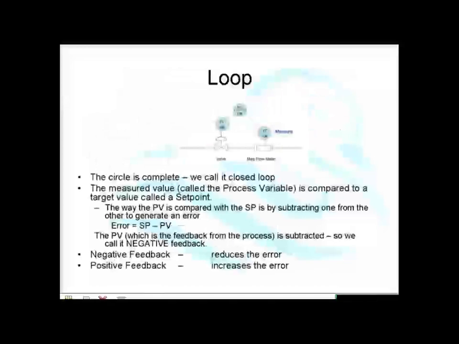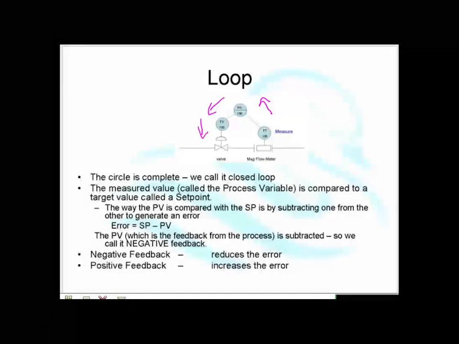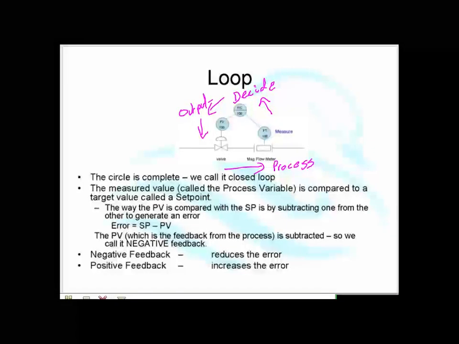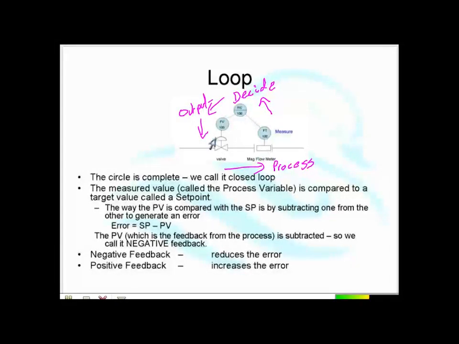So we have a loop. The loop happily goes round in this direction. We decide, we output, and we change the process. It is a complete circle. It goes round and round in a loop. Because it's a circle, we call it a closed loop.